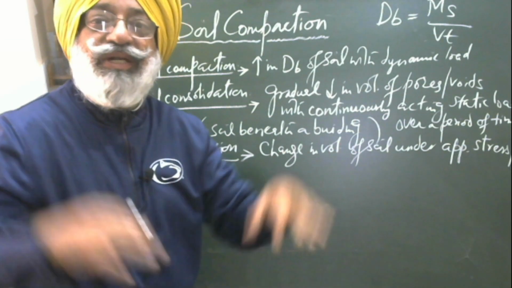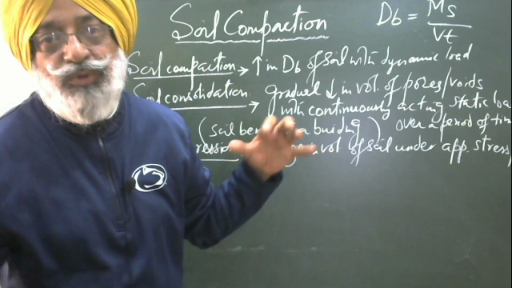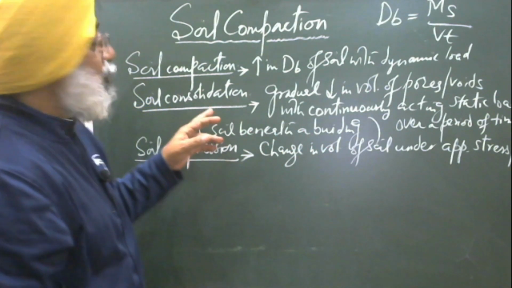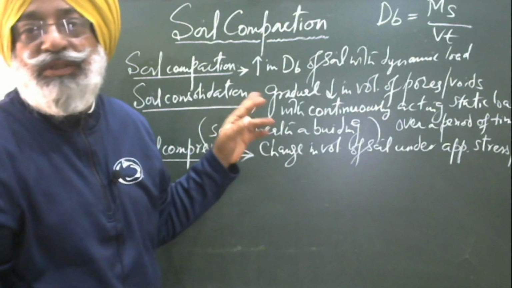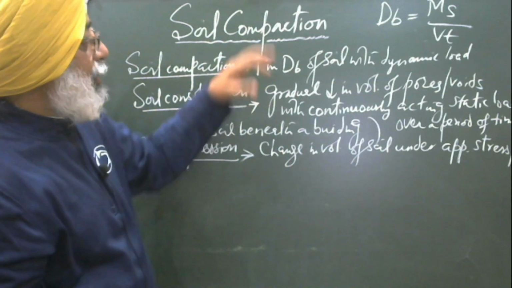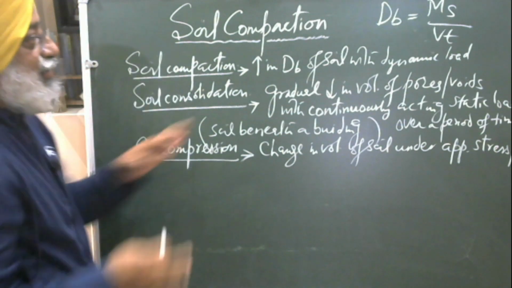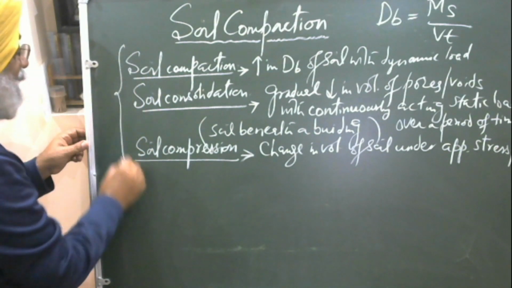Before constructing the building, you consolidate the soil, because you know this is the compressibility of the soil, the extent to which the soil can consolidate itself. So you do it otherwise wrong, that before constructing the building you are consolidating the soil. So I hope the three things are clear now. In all the three cases, bulk density is involved.